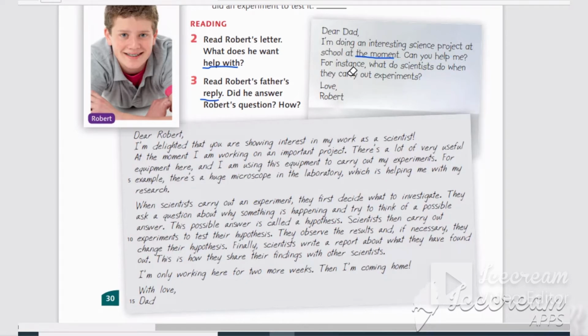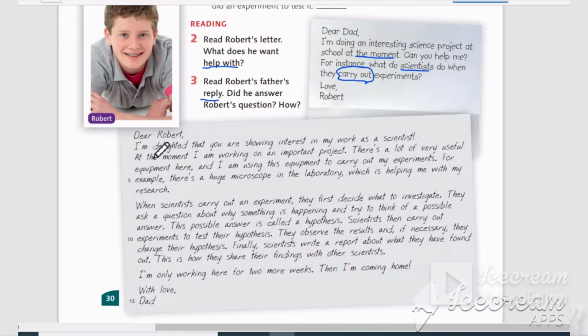For instance. Instance معناها for example, على سبيل المثال. أعطاك question. What do scientists العلماء do when they carry out experiments? هون يا مس معناها حكينا phrasal verb معناها يقوم بتجربة. Do مش carry يحمل. لما ضفنا لها out صارت phrasal verb. Love, Robert. طبعا a short letter to his dad because he is asking him a question, he is asking him for help. Now his dad answered the letter. جاوبه with a letter.